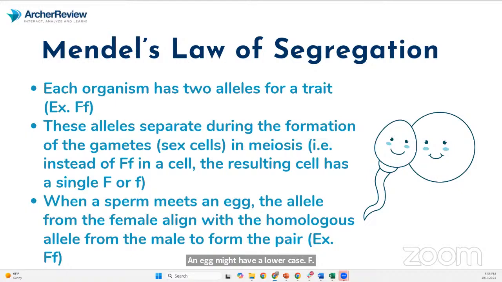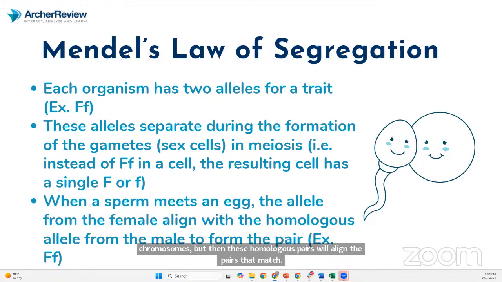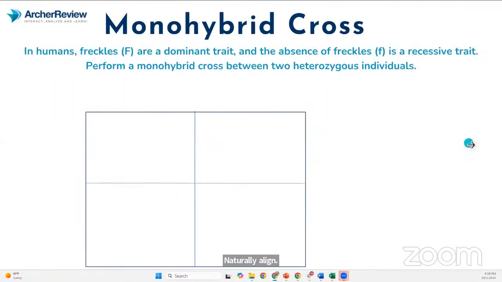And this is important so that when the sperm meets the egg, not only do we have the right number of chromosomes, but then these homologous pairs will align. The pairs that match naturally align. Okay? All right, moving on.